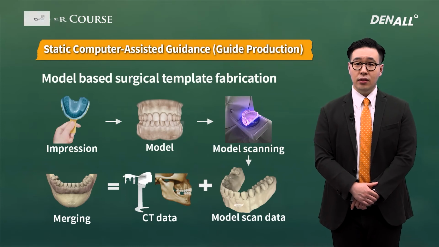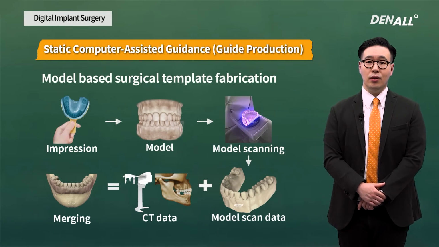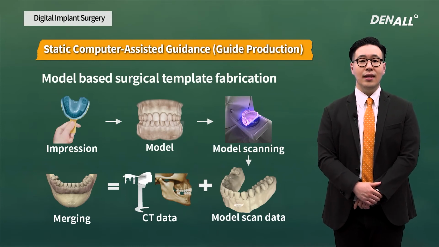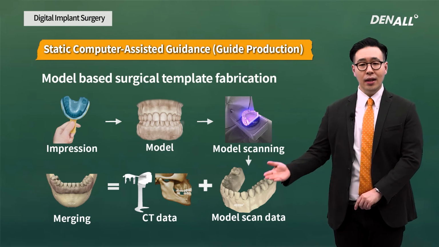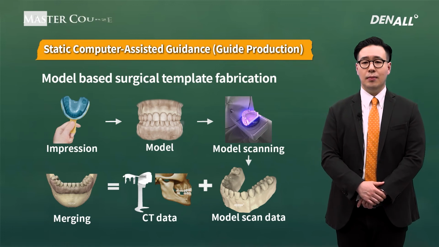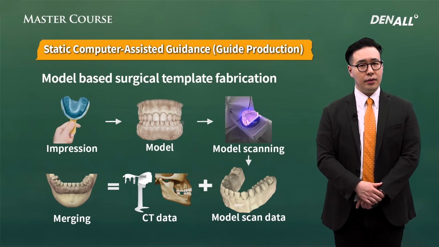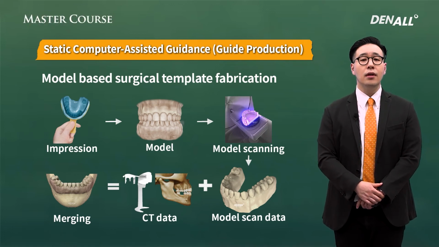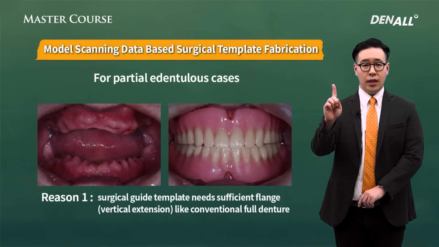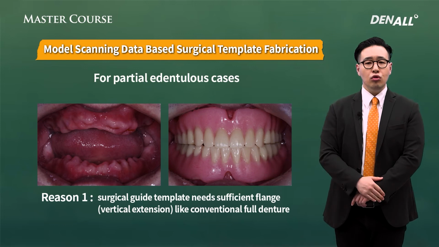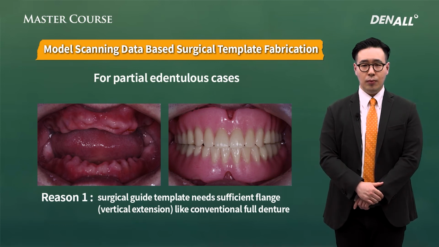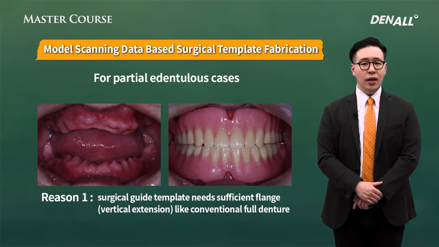If occlusion is unstable and the patient is edentulous, to acquire surface data to make an impression and interjaw relation, a model is made first and then scanned. In this respect, impression taking is preferred because in a surgical guide template, sufficient flange is helpful, like a full denture. The sufficient flange increases the guide's retention and stability during drilling.